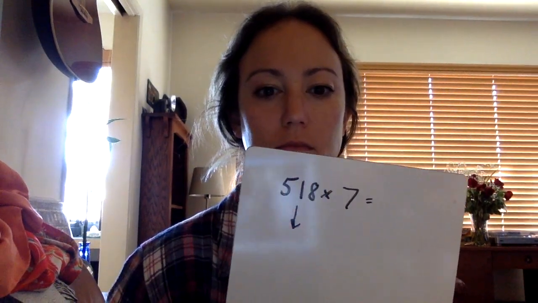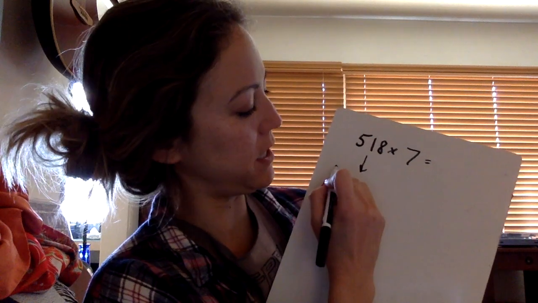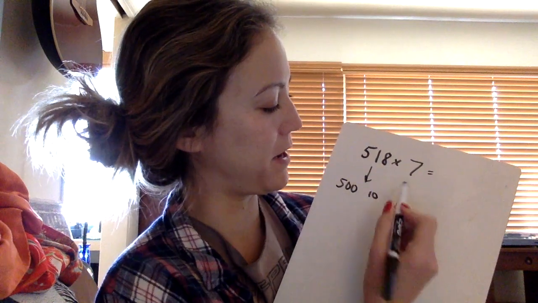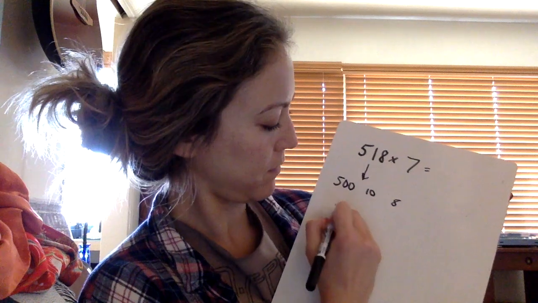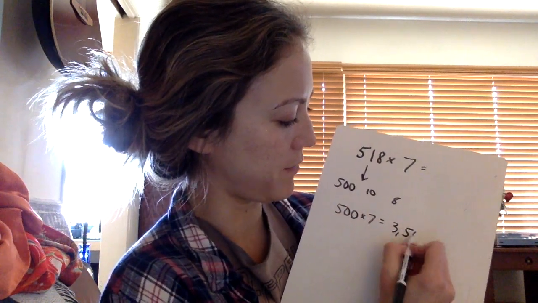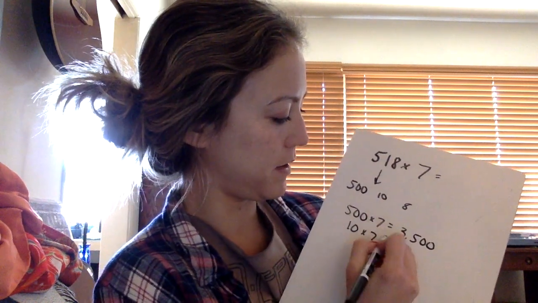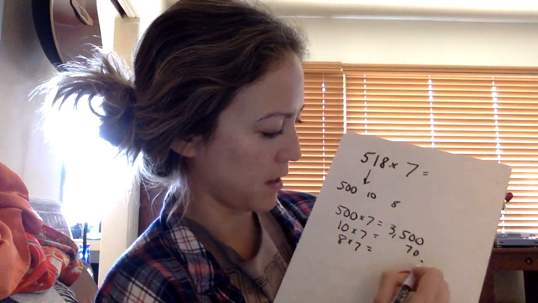Okay, let's go through each one. 518 is 500, 10, and 8. That's what it would be in expanded form. Then you multiply each one by the 7. 500 times 7 is 3,500. 10 times 7 is 70. 8 times 7 is 56.